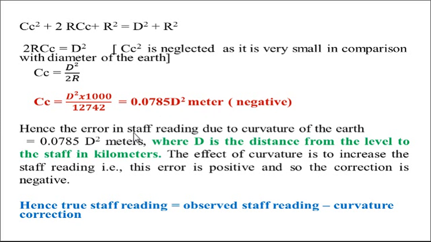Hence the error in staff reading due to curvature of the earth is equal to 0.0785 d square meters, where d is the distance from the level to the staff station in kilometer. The effect of curvature is to increase the staff reading, that is, this error is positive and so the correction is negative, and hence the true staff reading is equal to observed staff reading minus curvature correction. Okay, so curvature correction we have to subtract from the observed staff reading to get the true staff reading at that point. Next slide.